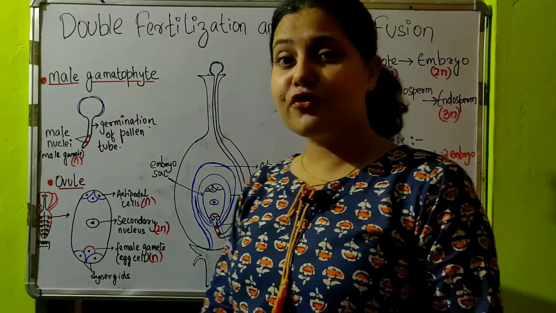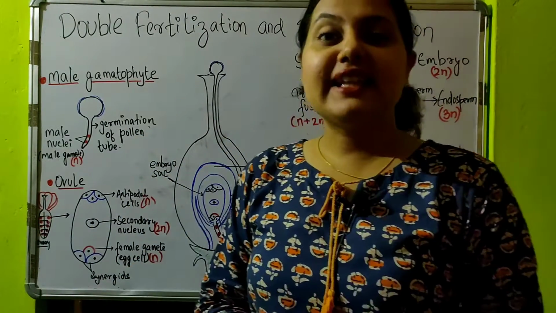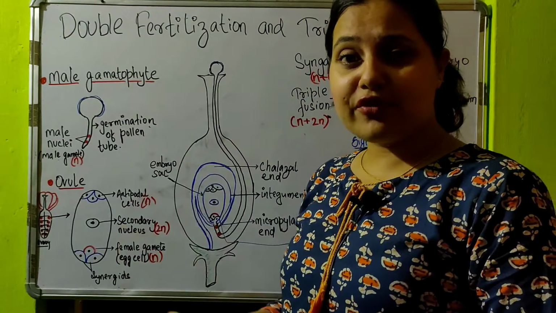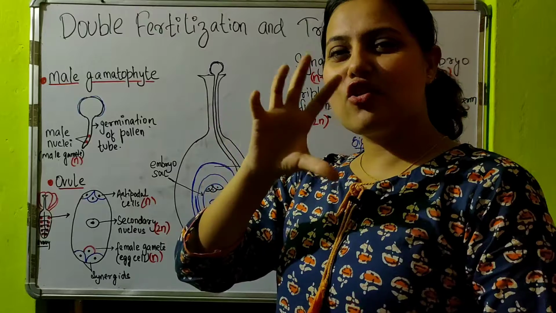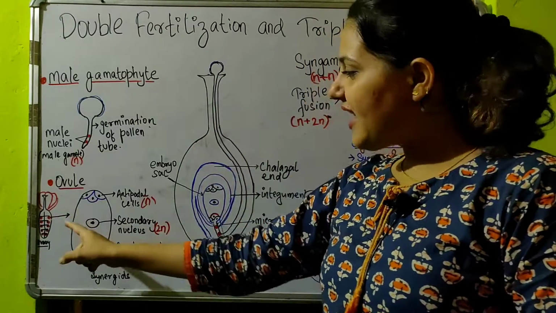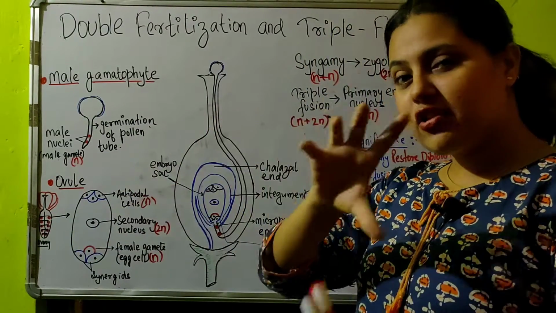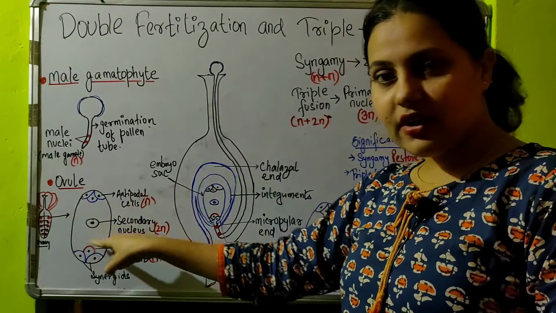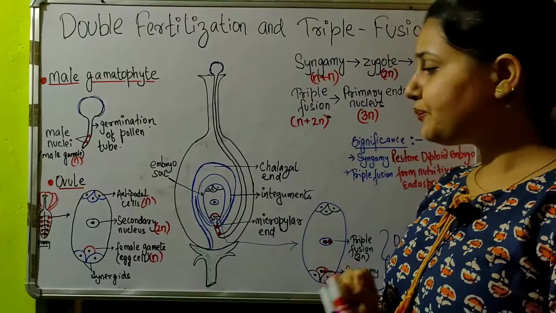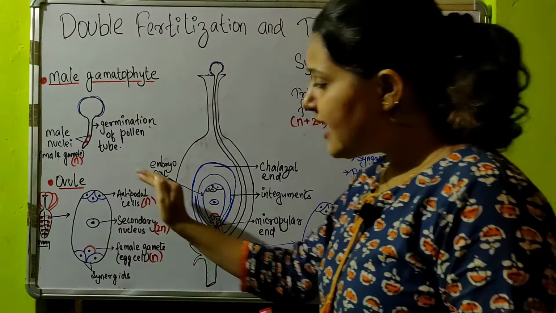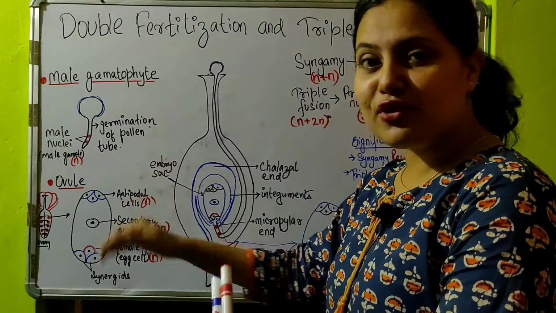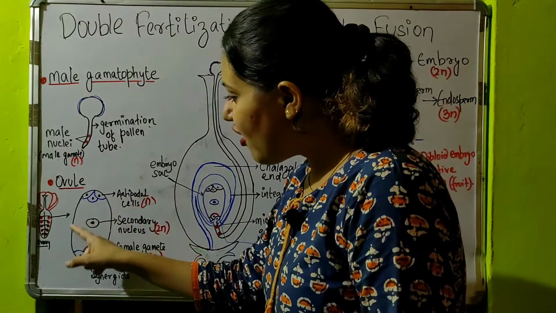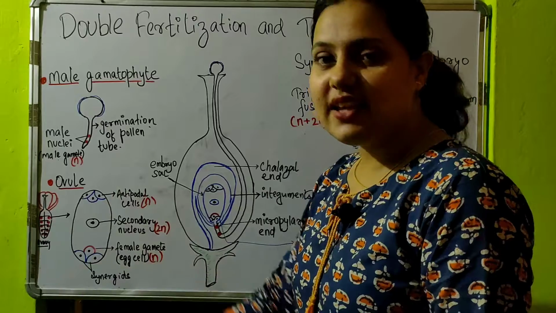Now coming to the ovule, which contains the female gamete. I have drawn the small picture of an ovary. Inside the ovary there are lots of ovules, isn't it? And I have zoomed the picture of one ovule. You see out here inside this ovule, what all things are there? Let us see. First of all, there is an embryo sac.